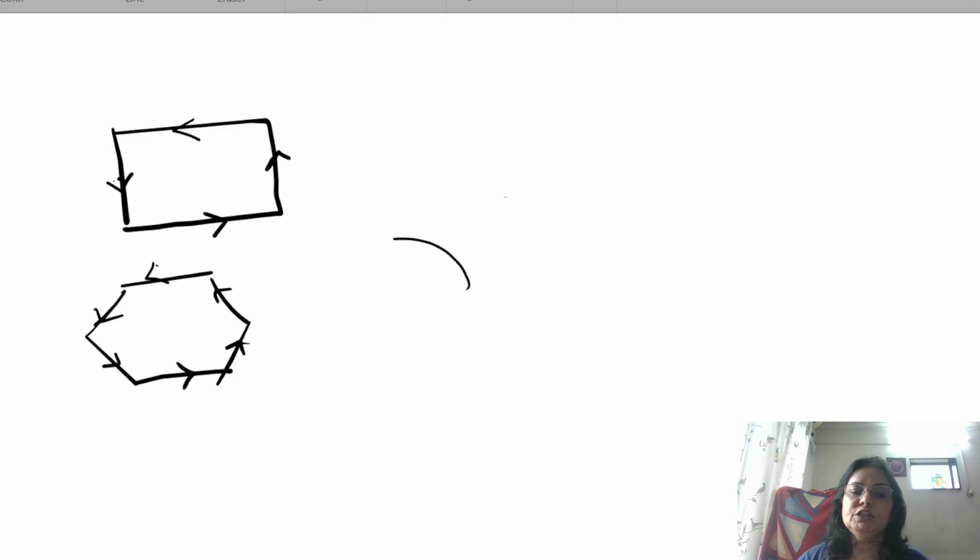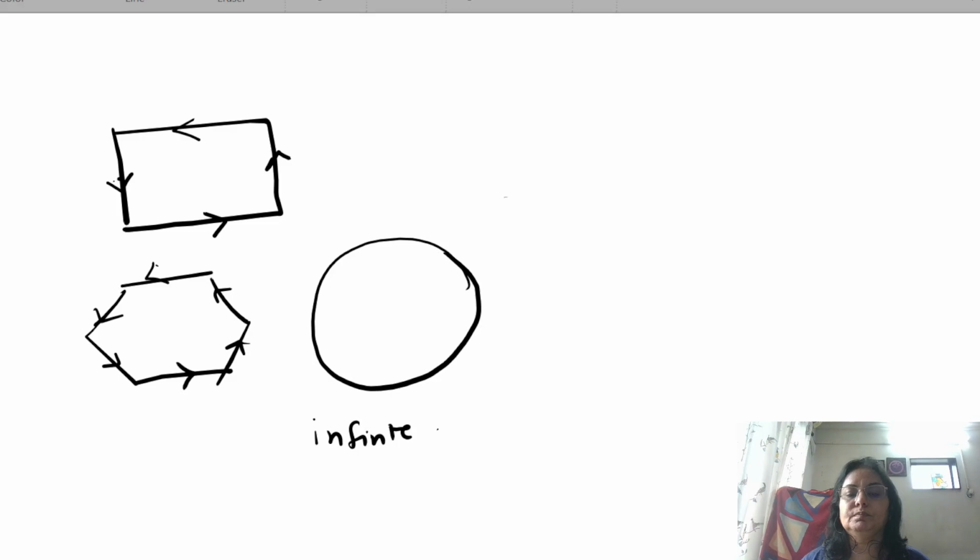And how many times will I change the direction if I move along the circle? If this polygon becomes an infinite-sided polygon, that means I'll change my direction infinite times. So this becomes a circle.